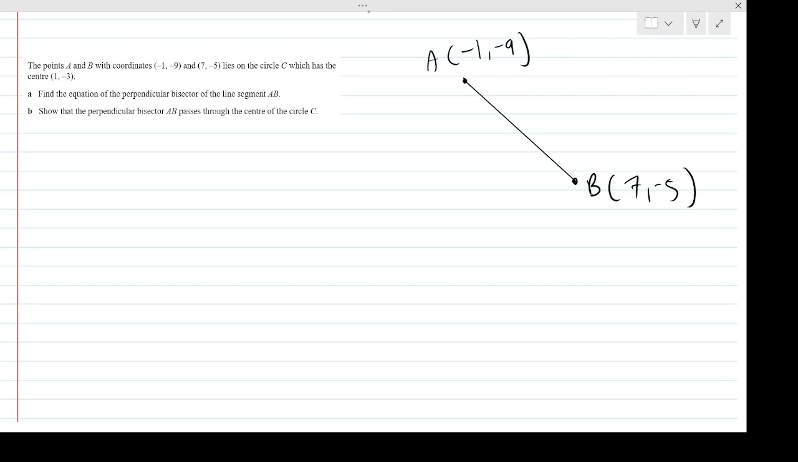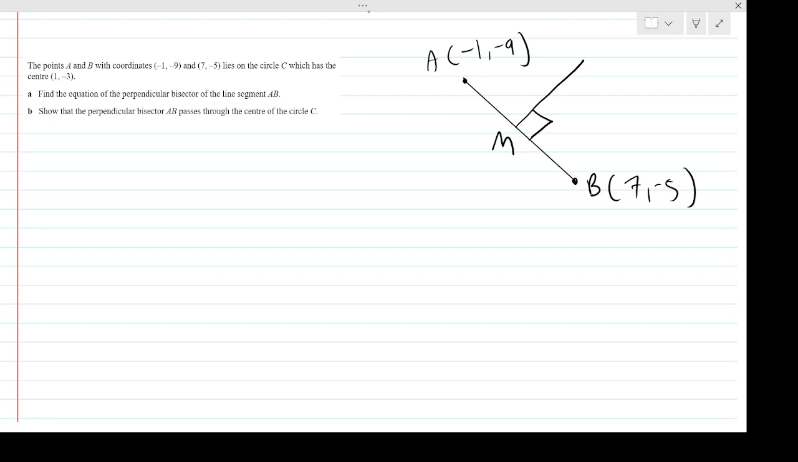So we have these 2 points. Okay, they lie on a circle with a centre 1, minus 3. But we don't need that at the moment because all it's asking us for part A is to find the equation of the perpendicular bisector of AB, where we've just drawn AB. Okay, then the perpendicular bisector, again, is going to look like that. Well, again, we have a midpoint in the middle.